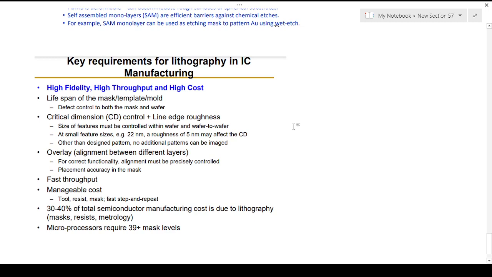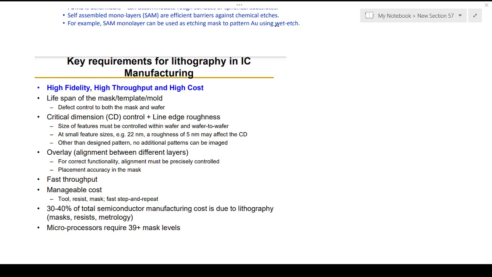Okay, high fidelity, high throughput, high cost, which will be utilized as an advantage for lithographic techniques. And fast throughput will have a manageable cost. The microprocessor requires 39-plus mask levels, but here we can do it in a comparatively easier way. The alignment between different layers can be easily controlled here, and the critical dimensions can also be controlled. Those feasibilities are there while using different lithographic methods.